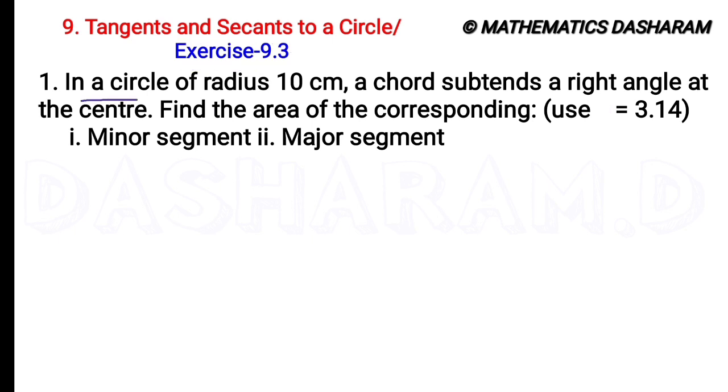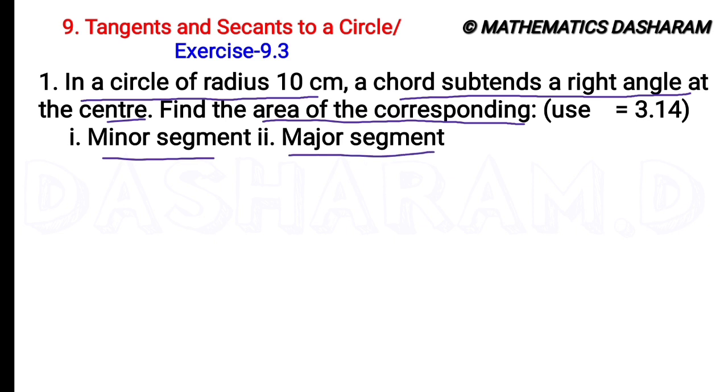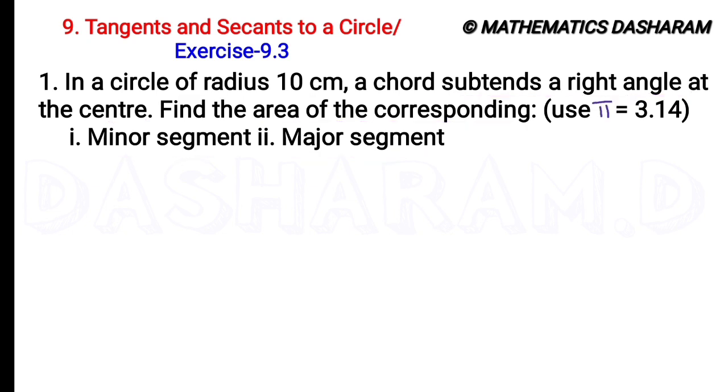First question: in a circle of radius 10 cm, a chord subtends a right angle at the center. Find the area of the corresponding minor segment and major segment, and use pi value as 3.14. So let's draw a diagram.